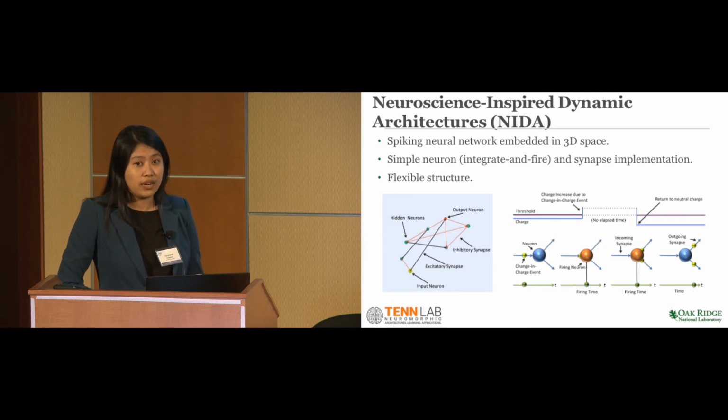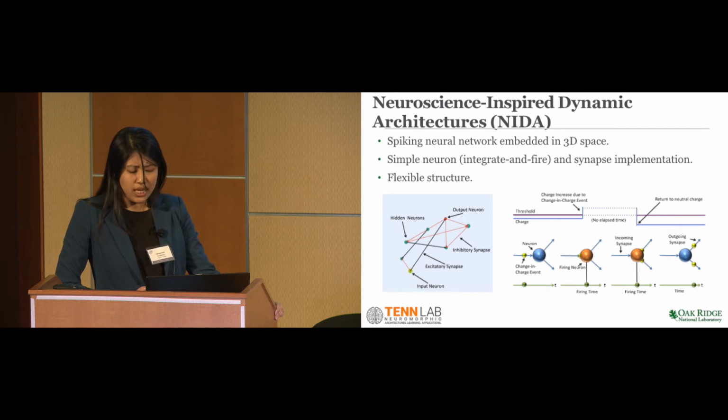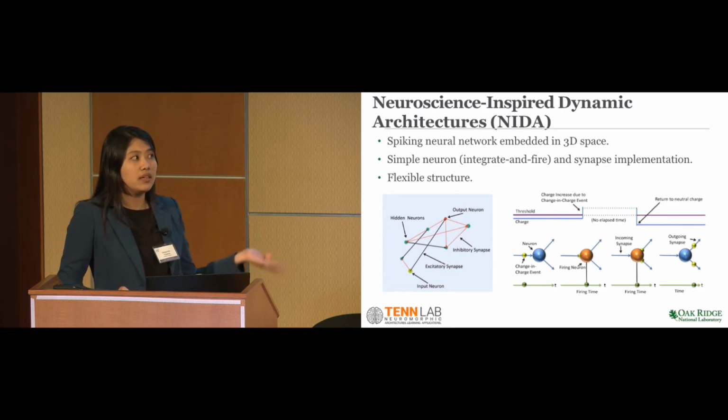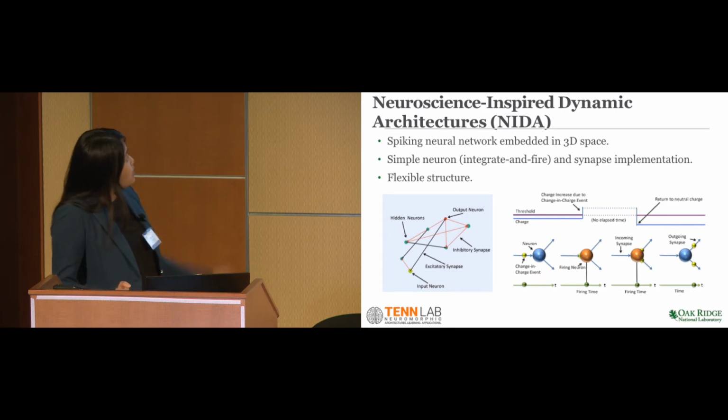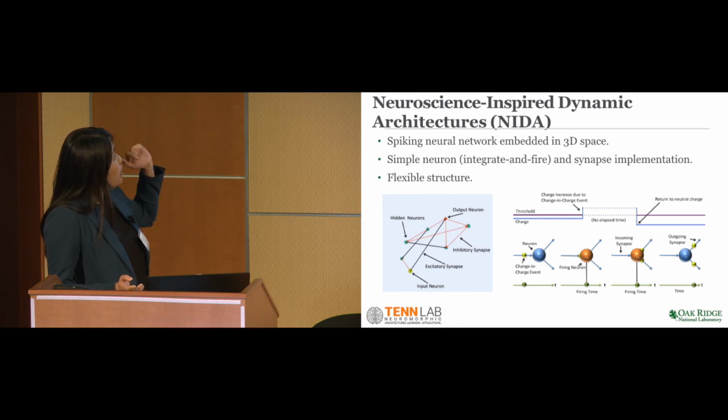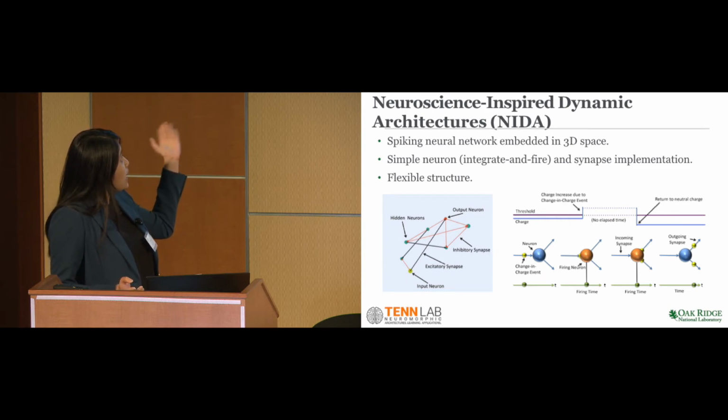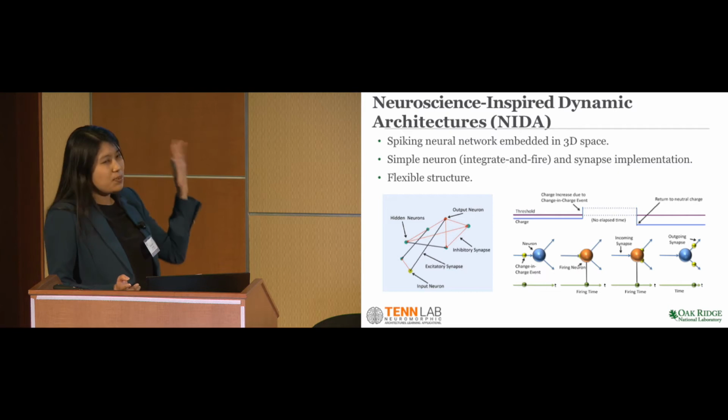It uses integrate and fire neurons, and it has programmable delays and weights. It's flexible in structure and has a very general topology. Any neuron can be connected to any other neuron using synaptic weights. As you can see in the left picture, there are input neurons, output neurons, and some hidden neurons. It's a very sparse and small network connected with some inhibitory and excitatory synapses.